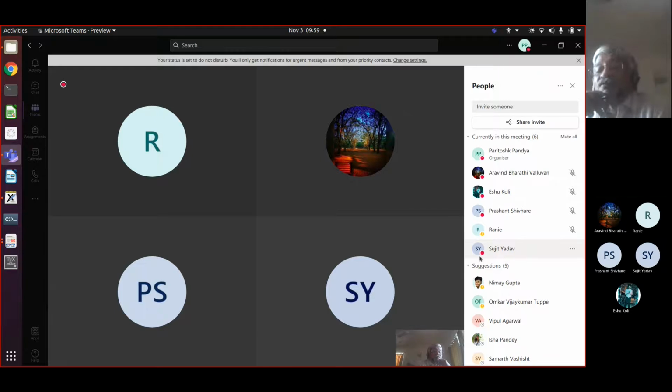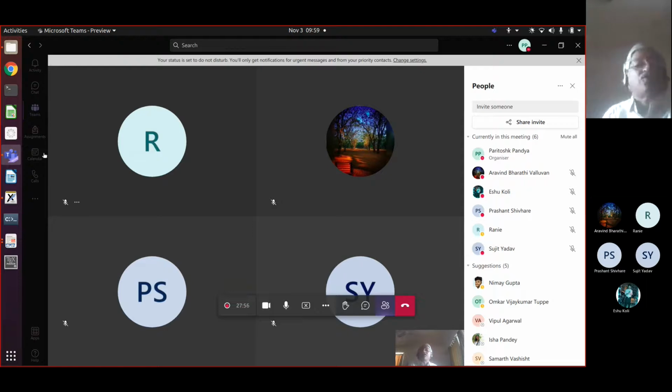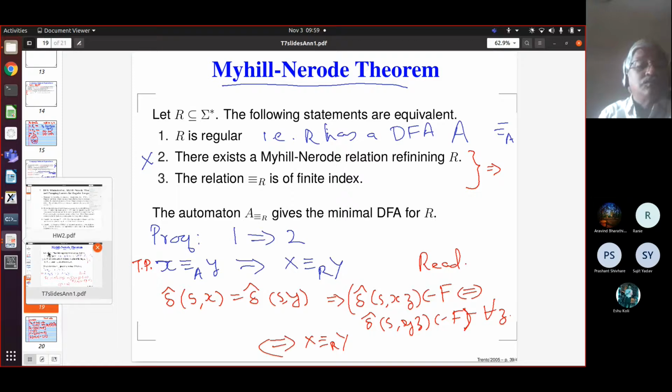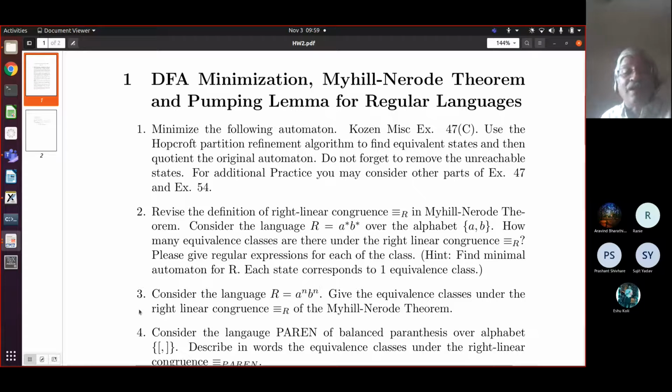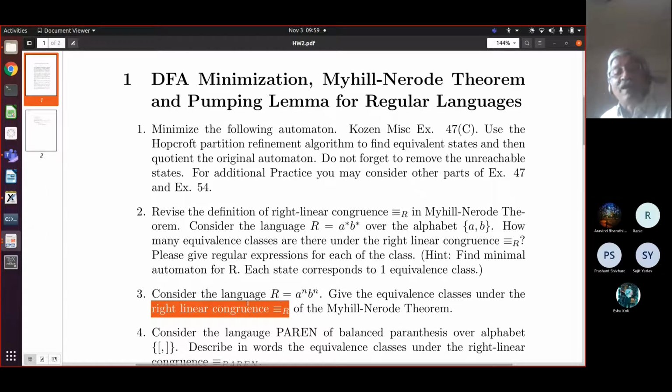One thing I should point out in the homework: I have used something called right linear congruence. This is the same as language induced equivalence. I will send out a note saying this, but don't get confused in homework 2. Let me show you homework 2. In several questions here, I use the terminology right linear congruence equivalence R for a given language R. This is the same as language induced equivalence. Whenever I say right linear congruence, I mean language induced equivalence. Both terminologies are used in literature.